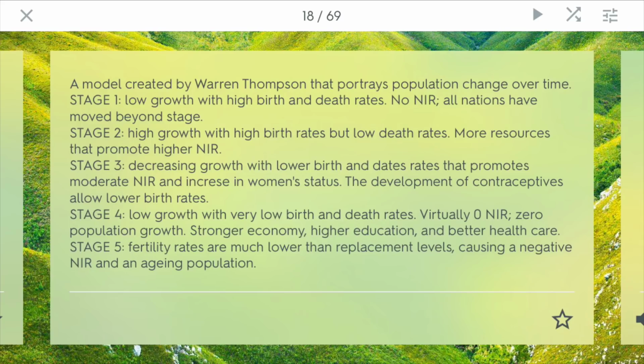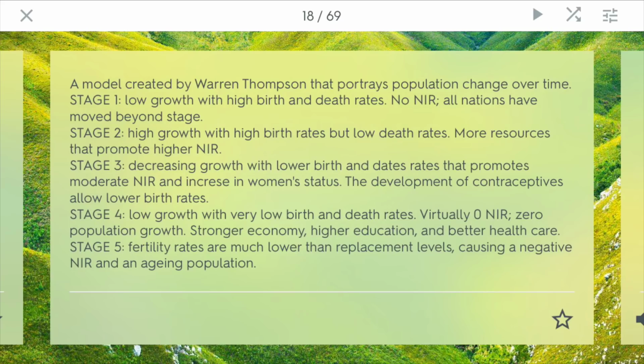Stage 3 throughout history has shown that these countries generally have a decreasing growth with lower birth and death rates that promotes a moderate NIR and an increase in women's status because they're not always producing a ton of children anymore. The development of contraceptives allows for these lower birth rates.